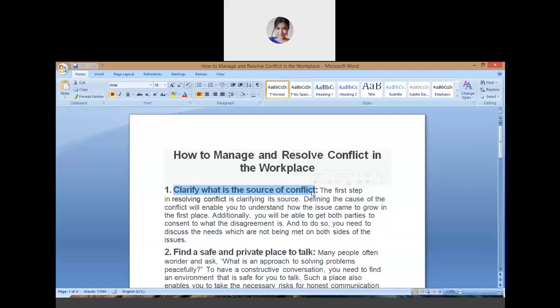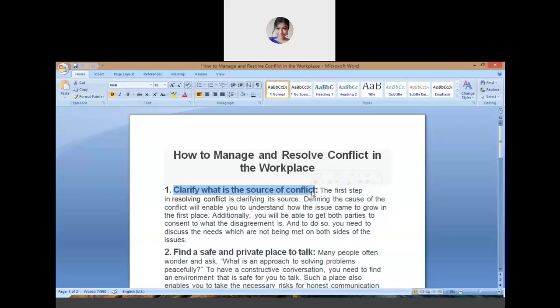So the first step to resolve a conflict is to figure out the problem, the source of conflict, what has caused that particular conflict. Now, when you are able to figure out the cause of the conflict, you will be able to understand how the issue can be solved. You can figure out how you can help to resolve the conflict.